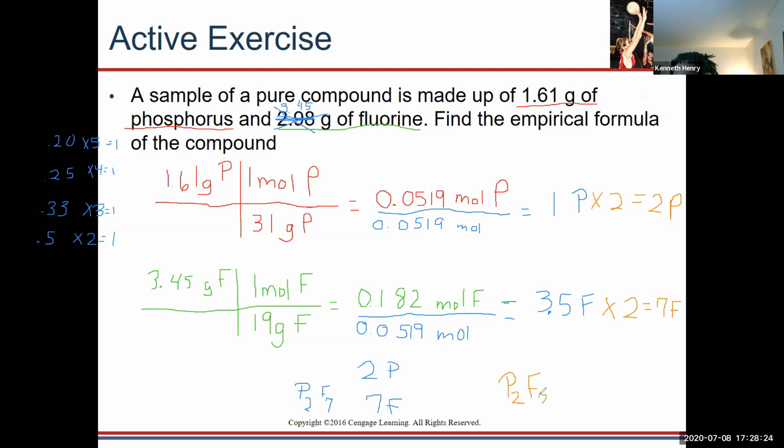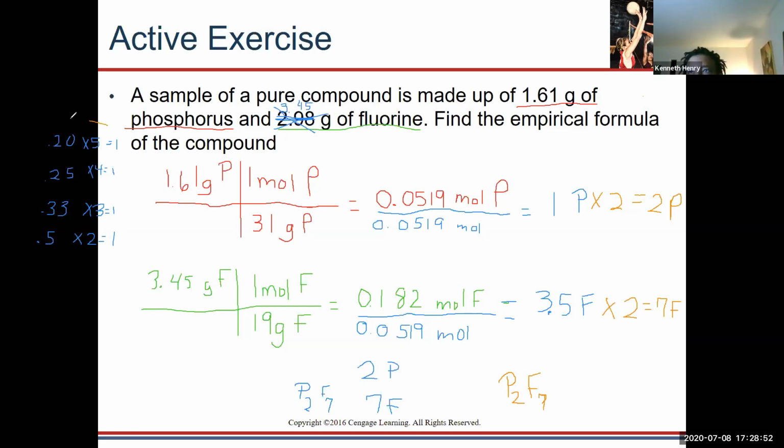Okay, so the key is that you want to have whole numbers, right? These numbers down here have to be whole numbers. They can't be fractions. 3.5 is too much, so you can't just round up or round down. With 3.5, that's really convenient. What if it was 3.26?